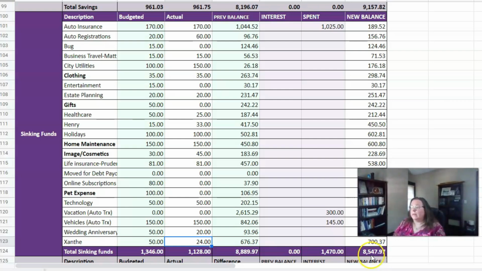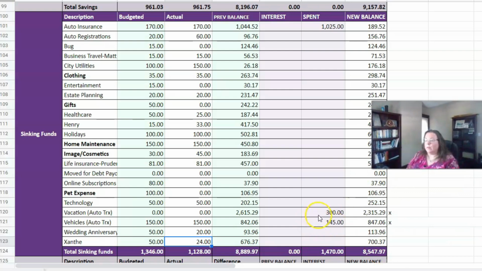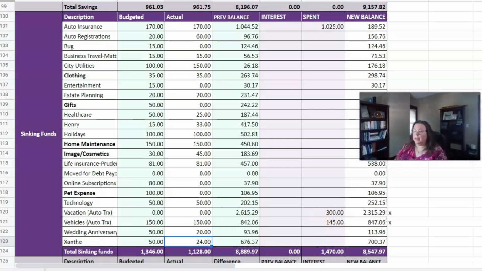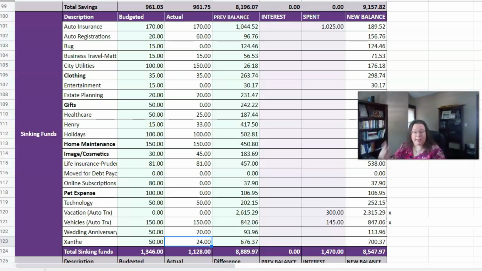The total of all of our sinking funds comes to $8,547. You can see where we used 300 from the vacation fund and 145 from the vehicles fund for some things. We had the travel and we ended up doing the detailing on the car. So we did pull out some money. A total with the auto insurance was $1,470, which if you recall, populates up in the income section. So we can have that as part of, okay, this is what we're using to pay for things this month. So at the end of the month, we had $8,547 sitting in our sinking funds.